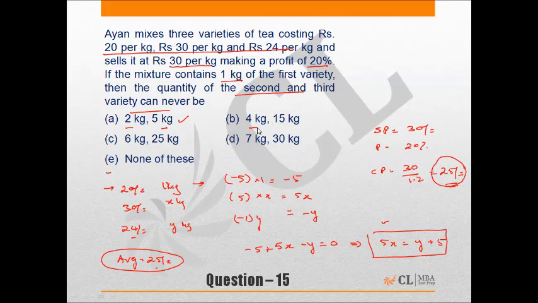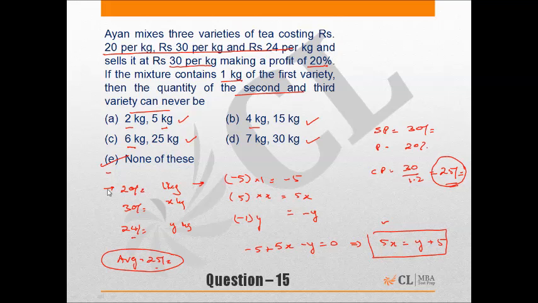Let's look at the second one. x is 4, so left hand side becomes 20, 5 into 4, and this also satisfies, 5 plus 15 is 20. Third one, 6 into 5 is 30, 25 plus 5 is 30, this also satisfies. Correct answer is none of these.